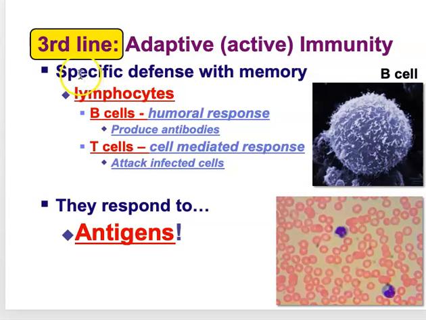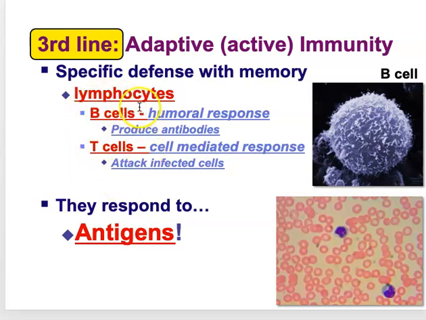So our specific defense immunity with memory, it contains lymphocytes. Lymphocytes are a particular white blood cell, a specific type of white blood cell, and as the name suggests, it is found in the lymphatic system. They are transported and produced by your lymphatic system. That's why they're called lymphocytes. The two types of lymphocytes we will be talking about are the B cells and the T cells.